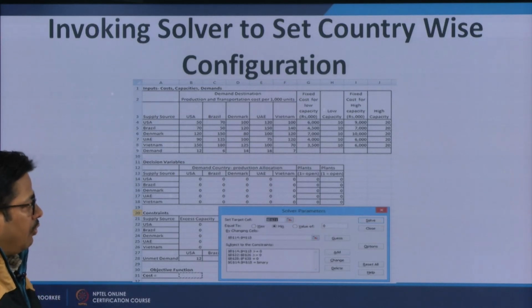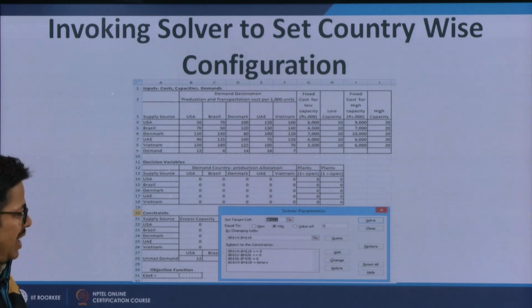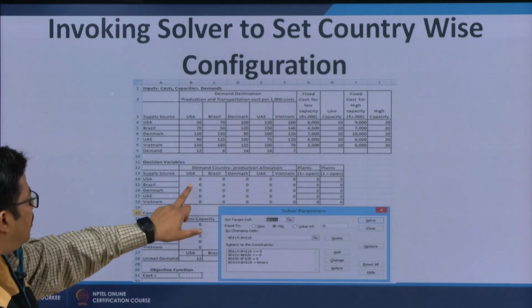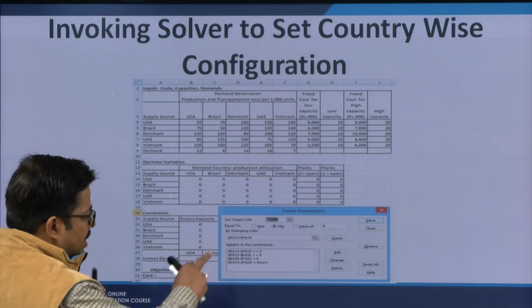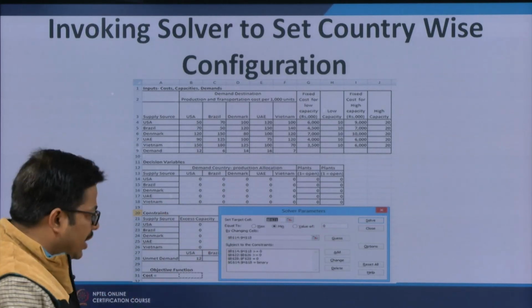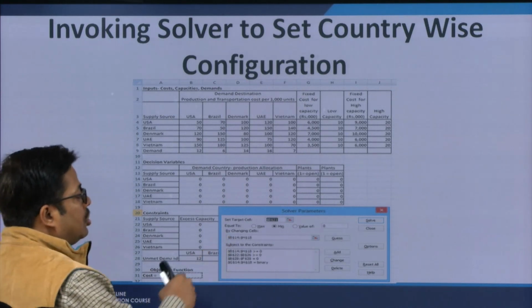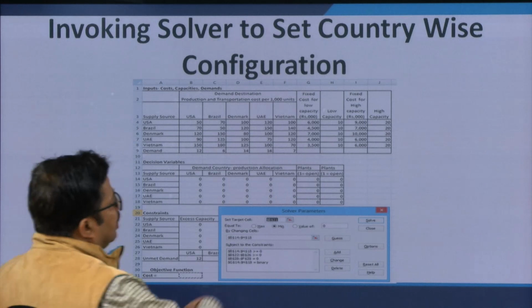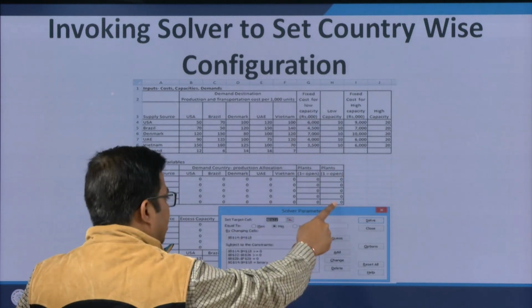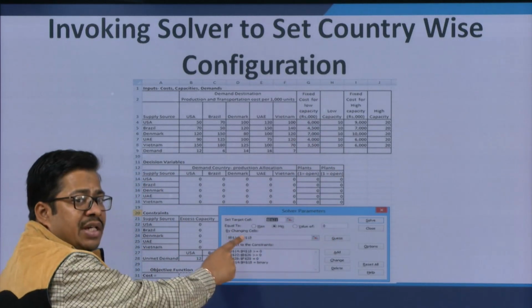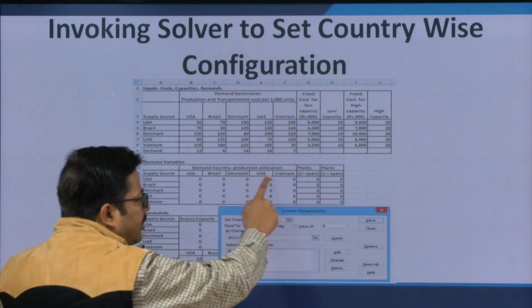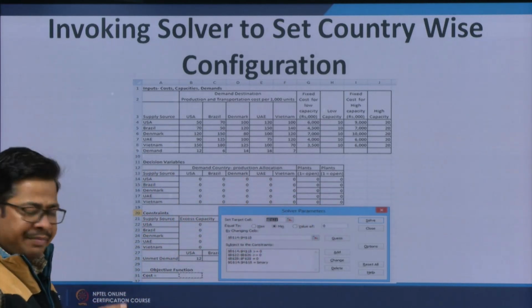Now, what you will do by changing the value, because this minimization is possible by changing the values of decision variables. So, your decision variables are from B14, this is B14, may not be very visible, it looks like 8 something, but it is B14 to H18. So, from B14 to H18 you will change the values of these decision variables.